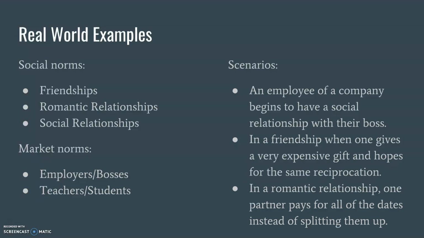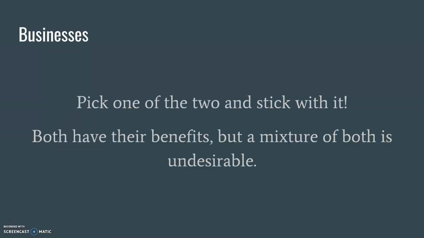Another example where social and market norms merge would be in a friendship where one friend gives a pricey gift for their friend's birthday, and the receiving friend now feels as though they might have to give a similar price gift to them for their birthday. As in a romantic relationship, social and market norms can overlap if one partner in the relationship pays for every single date and grows tired of carrying all of the financial weight in the relationship.